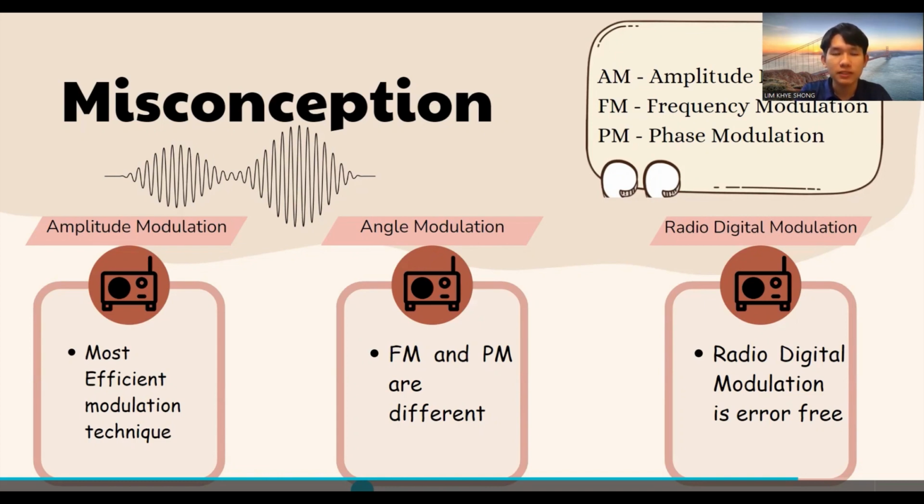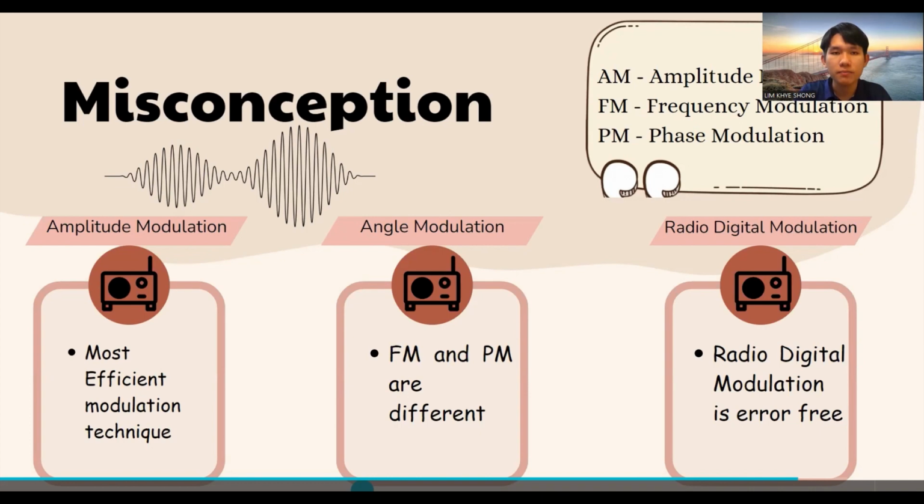So basically, there must be some misconceptions towards AM, FM, PM, and radio digital modulation when people are newly introduced to it. One common misconception about AM is that people think it is the most efficient modulation technique. But in reality, AM is less bandwidth efficient compared to other modulation techniques like FM and digital modulation. It can be easily influenced by noise and interference.